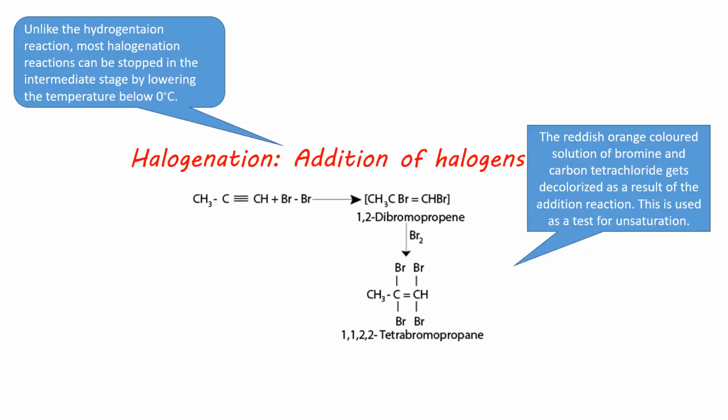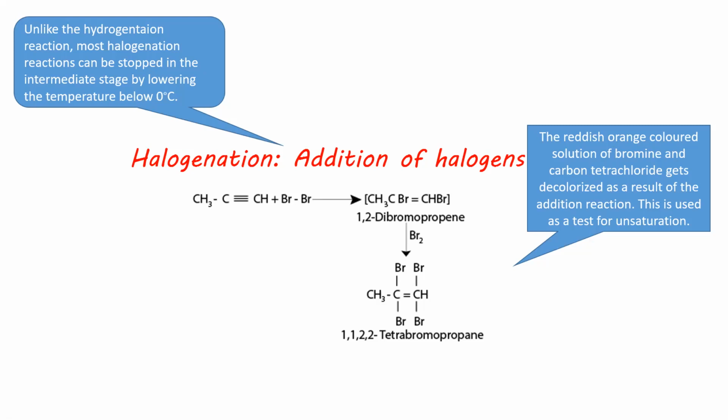Next comes halogenation, that is, addition of halogens. Unlike the hydrogenation reactions, most halogenation reactions can be stopped in the intermediate stage by lowering the temperature below 0 degrees Celsius. Now here we can see that addition of bromine is taking place in propyne, and it gives 1,2-dibromopropene, and again by addition of one more halogen molecule it gives 1,1,2,2-tetrabromopropane.